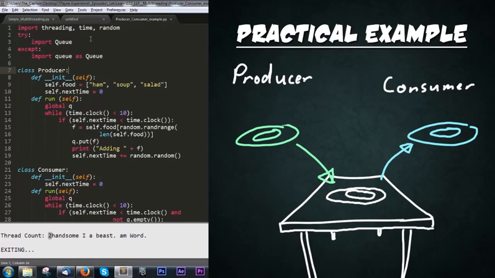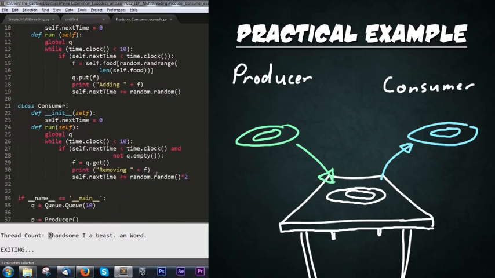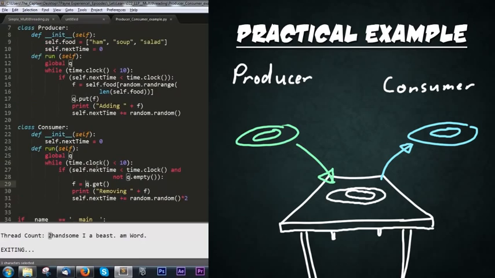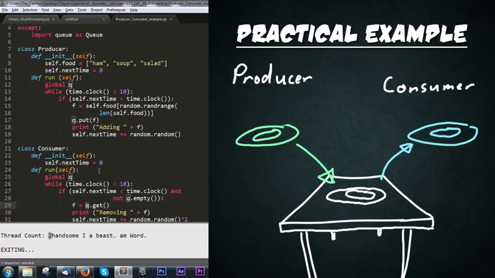We have a producer class right here, which is going to be creating these little strings that say ham, soup, and salad. And then down here we have a consumer that's just going to be pulling them from the table, or the queue. The queue could also be a list. It could be any number of things. I just wanted to use a queue because you'll typically be using queues with multi-threading.